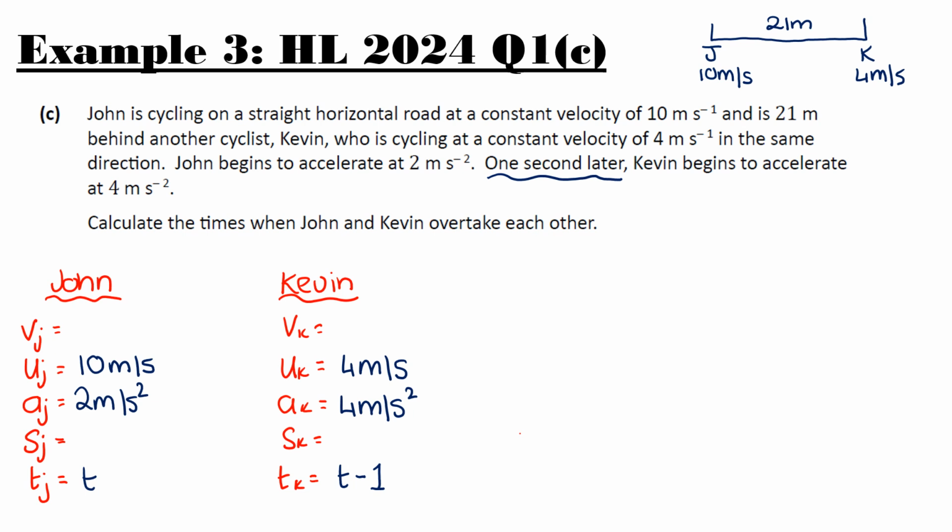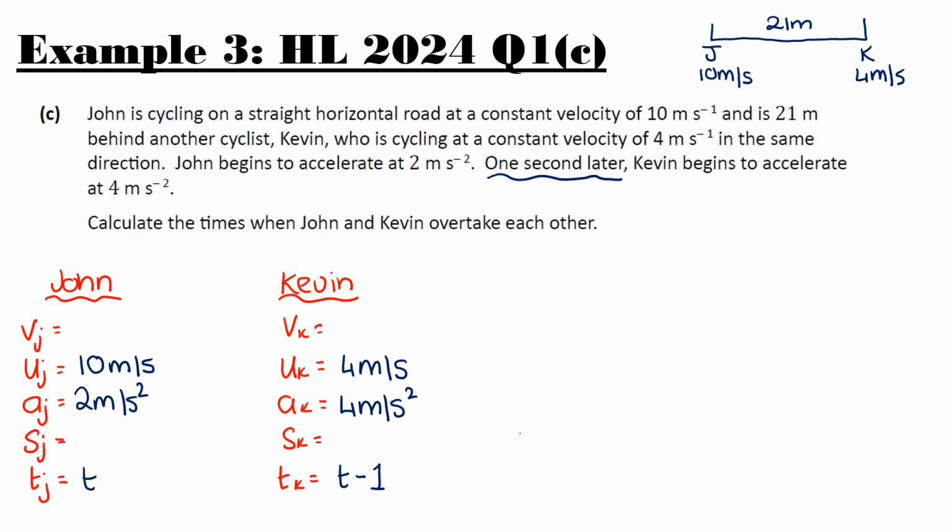Okay, so this is our setup. And we want to find the times where John and Kevin overtake each other. So they will overtake each other when they're in the same position. So one of the biggest issues that students could have here is by saying, right, we know that John has to catch up with Kevin.